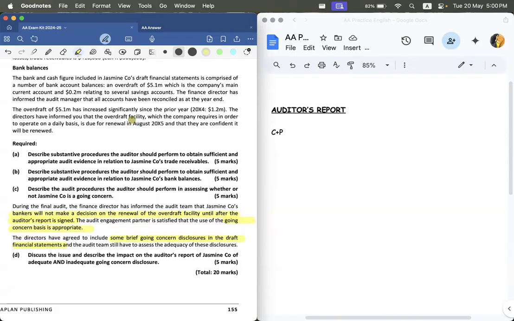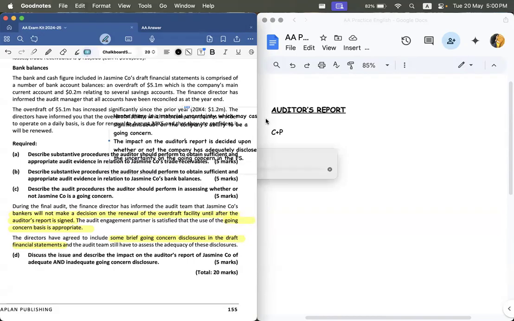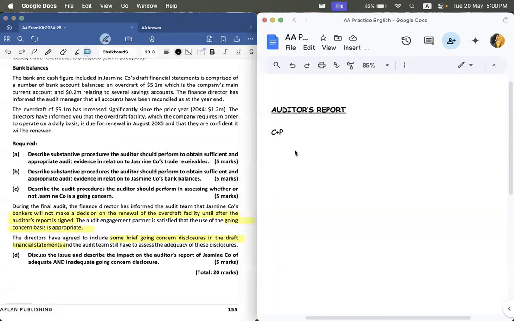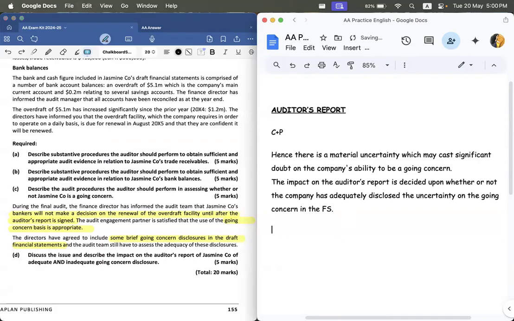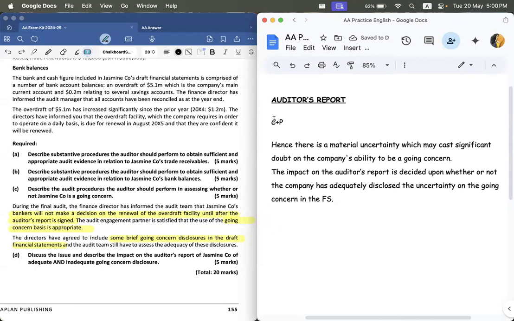Whatever I have discussed now, I'm going to copy paste, and this is going to be the same everywhere. The copy paste might change, but this content is going to be the same.